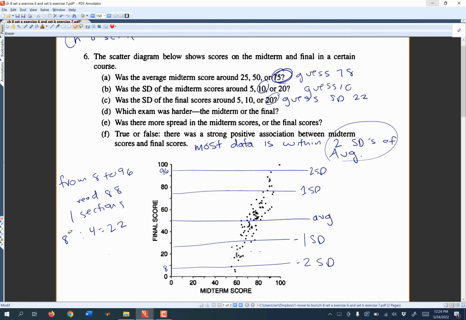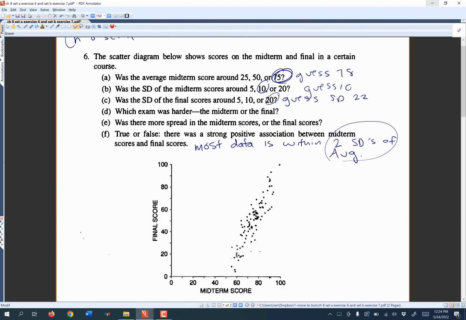So again, that's what we want to do. I don't want you to try and calculate it by hand. I just want you to remember that most data is within 2 standard deviations of the average. That's all they truly want you to do. But I can tell you the person that writes the final loves these questions. It will probably be on the final.